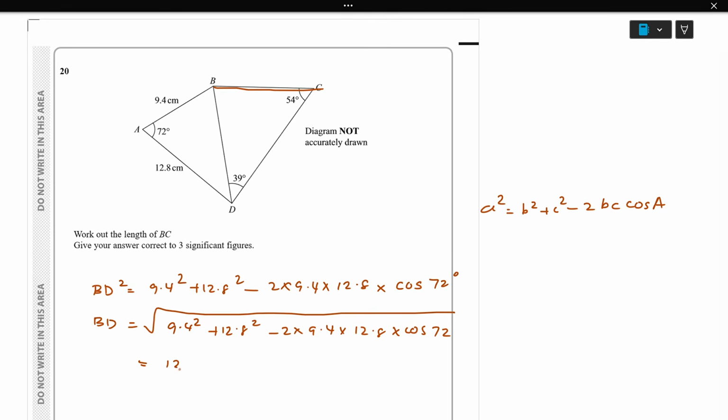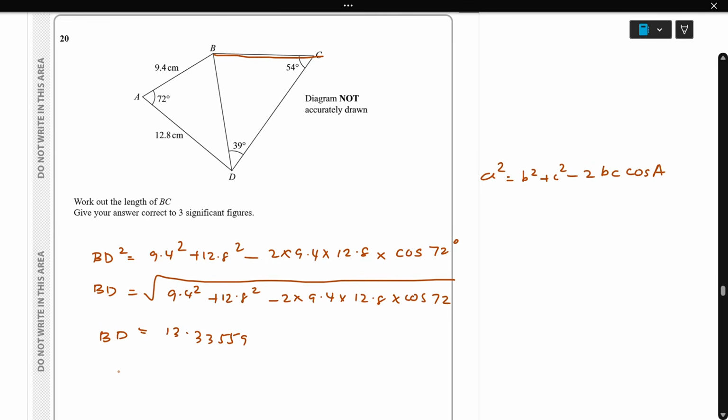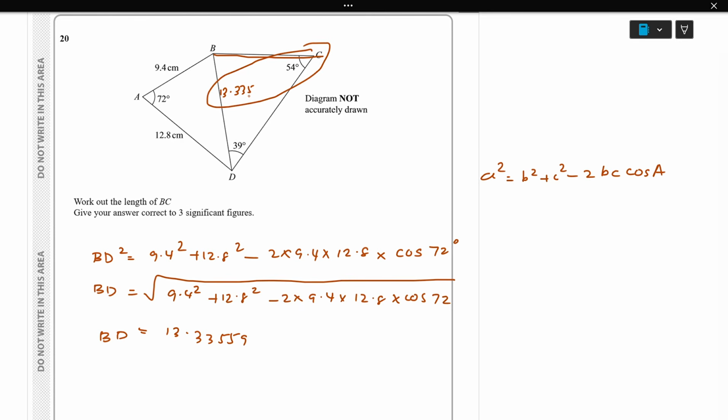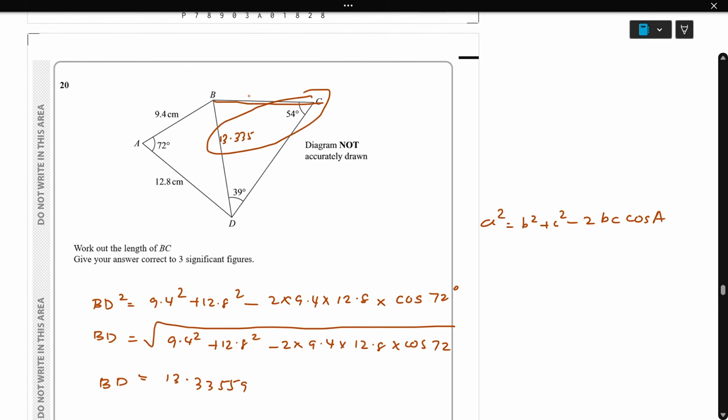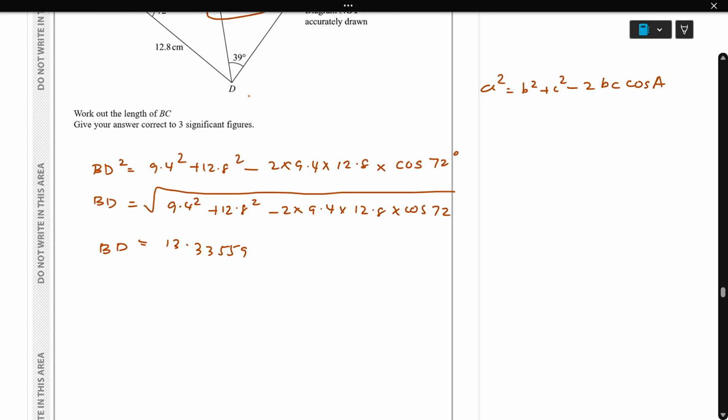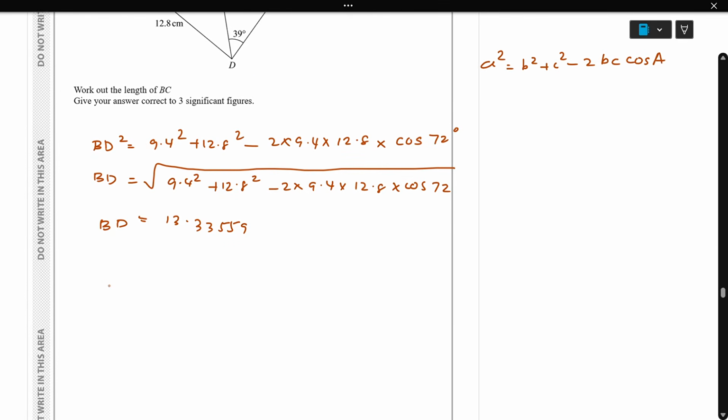So 9.4 squared plus 12.8 squared minus 2 into 9.4 into 12.8 into cos 72 is equal to 13.33559. So we got the BD side. Okay, so next side, see now we got this is 13.335. We have a pair. See, this is the pair. We have one angle and the opposite side, so we can use the sine rule here.